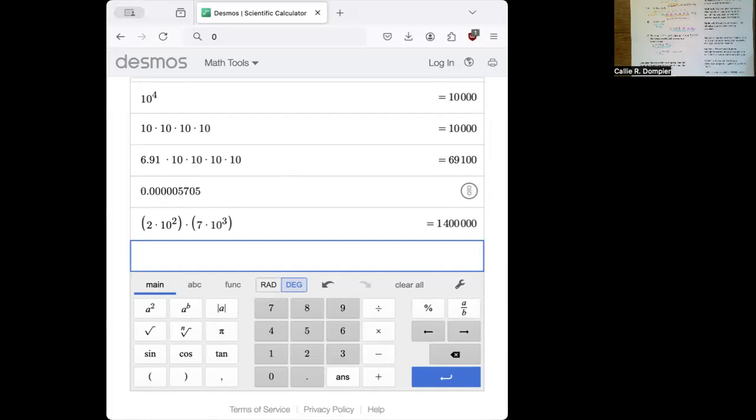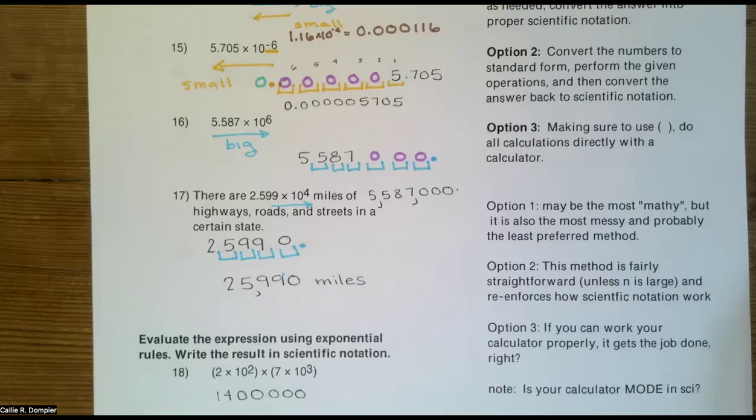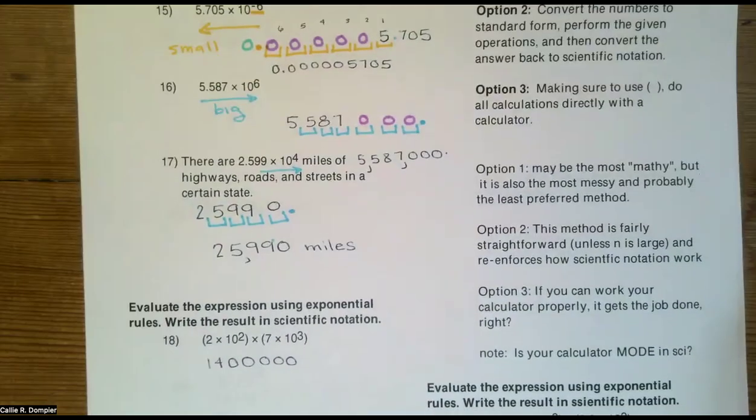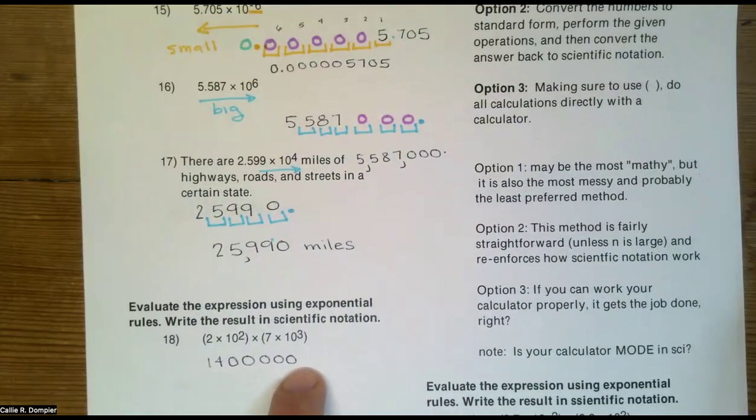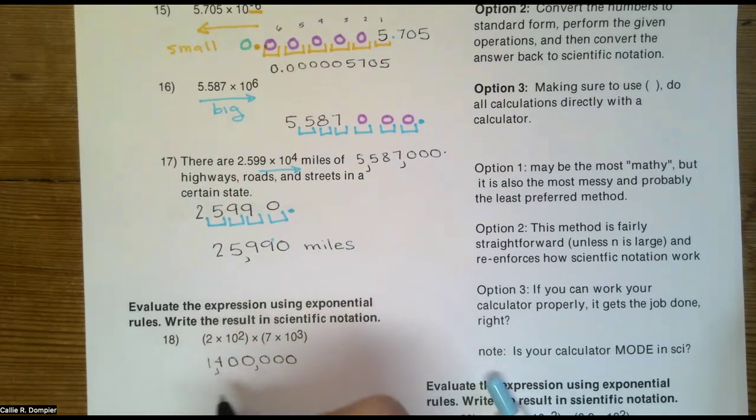And you can put that answer into scientific notation. So if you had this number, 1,400,000, let me make sure that's what was in my calculator. Yeah, looks like it. And you had to put that back into scientific notation, right? What would you do? You would say, well, that's going to be equal to 1.4 times 10.